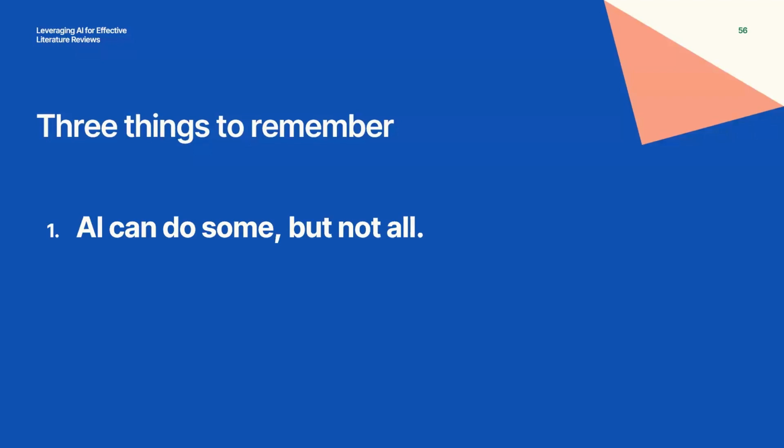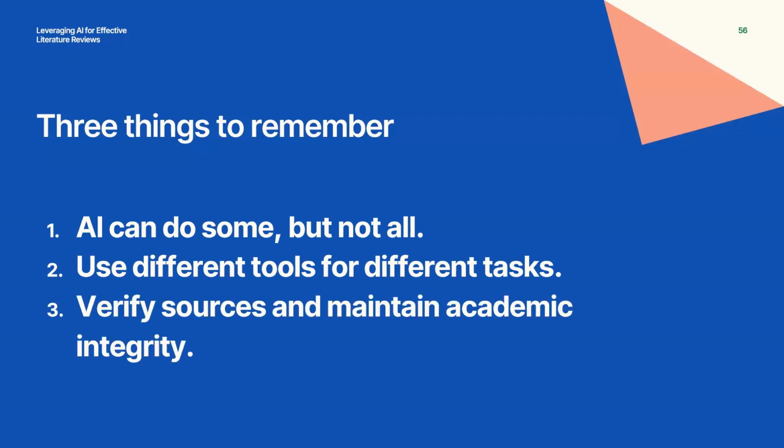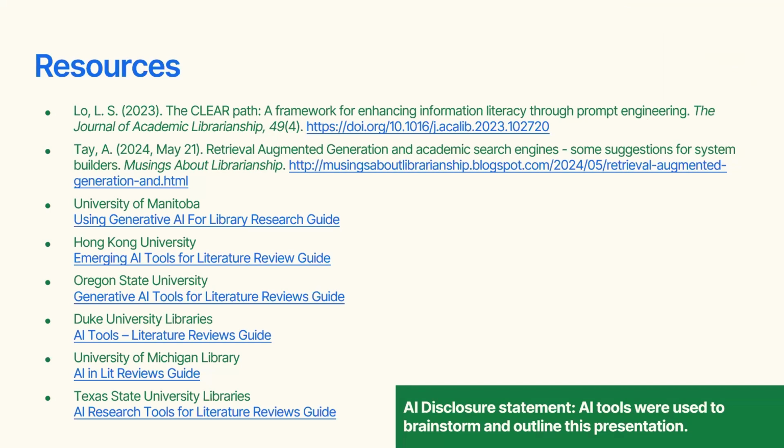Okay, 3 things to remember from this session. AI can do some things, but not all things for your literature review. You're using different tools for different tasks based on the strengths of each tool. Again, I give some examples at the end here. Then you're verifying your sources and you're making sure to maintain academic integrity throughout your paper when using these AI tools. Here are some resources you can look at, including that Leo S. Lo article on clear prompting.